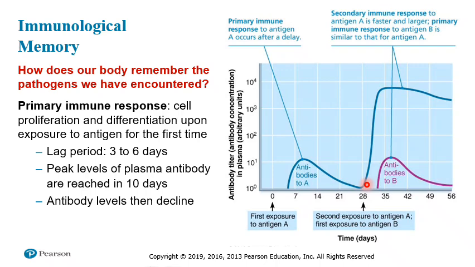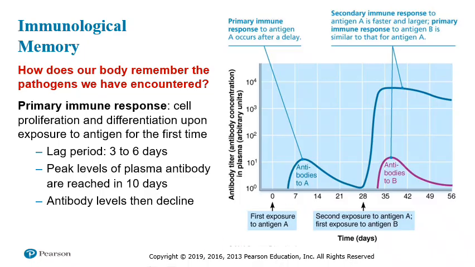In the second exposure, take a look at the graph. In the second exposure to the antigen A, it is faster, okay, and the production of antibody is much more than this. It's because of the memory cells. It doesn't take time anymore because there are already memory cells that know how to make the antibody, and the next thing that they're going to do is just produce a massive amount of antibody.